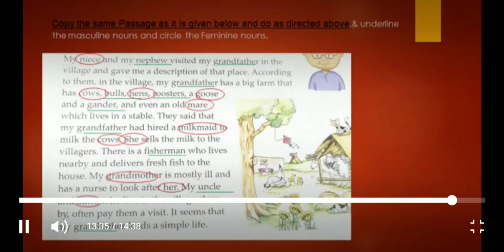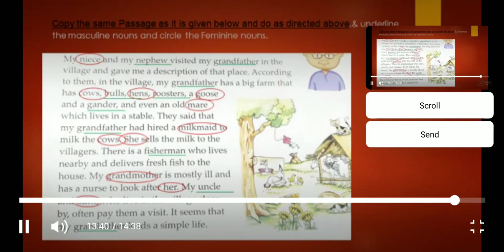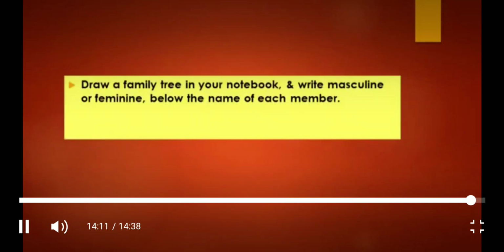The answers of the activity I gave you. The feminine gender has been circled and the masculine gender has been underlined. Okay, grandfather has been repeated in the passage again and again, but I have underlined them. And if you come across any new word in this passage like stable, look up for the meaning of that word in a dictionary, please. Hope you enjoyed the class. That is the end of the lesson gender.